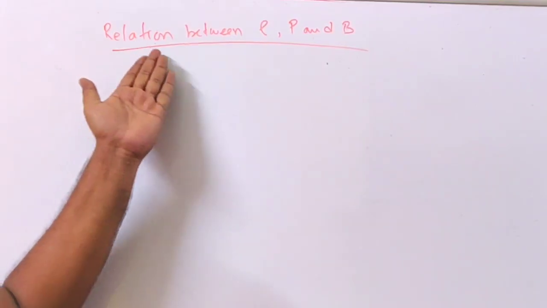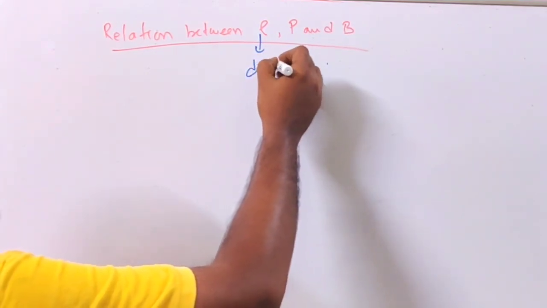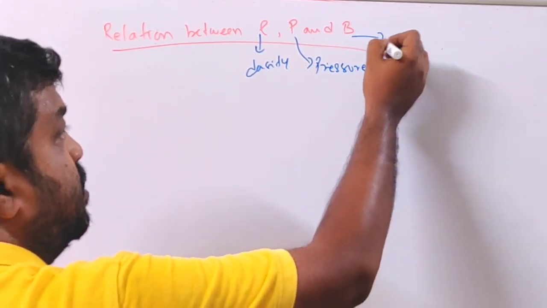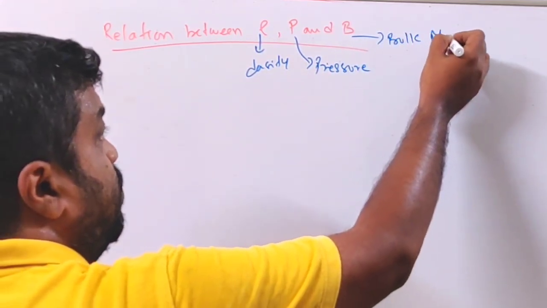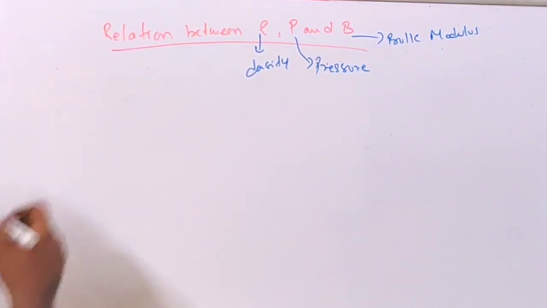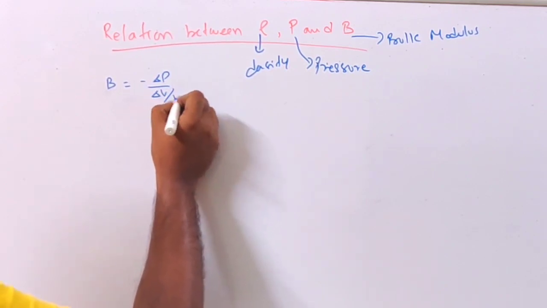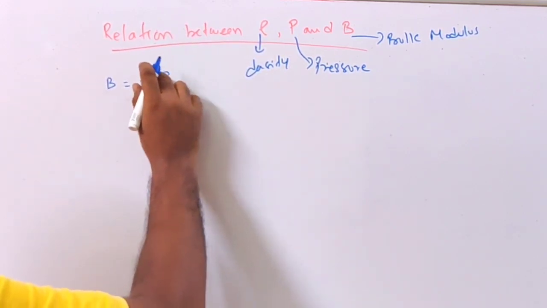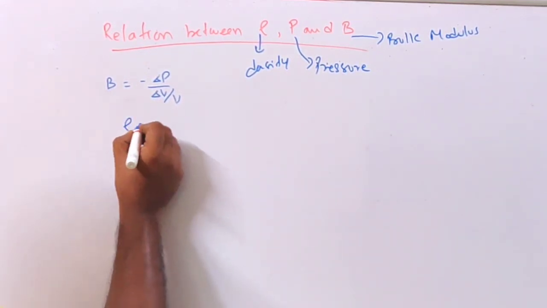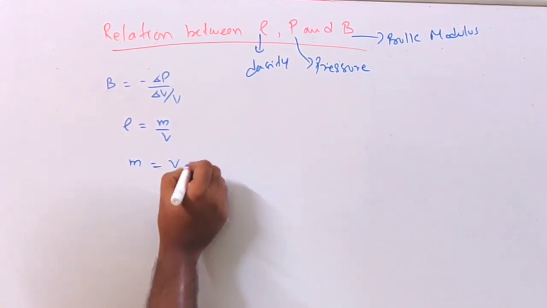So the next topic is the relation between density, pressure, and bulk modulus. What is the relation between these quantities? Basically, bulk modulus is B equal to minus delta P divided by delta V by V. This is the expression for bulk modulus, by definition. Now density is equal to mass by volume, so mass is equal to volume into density.